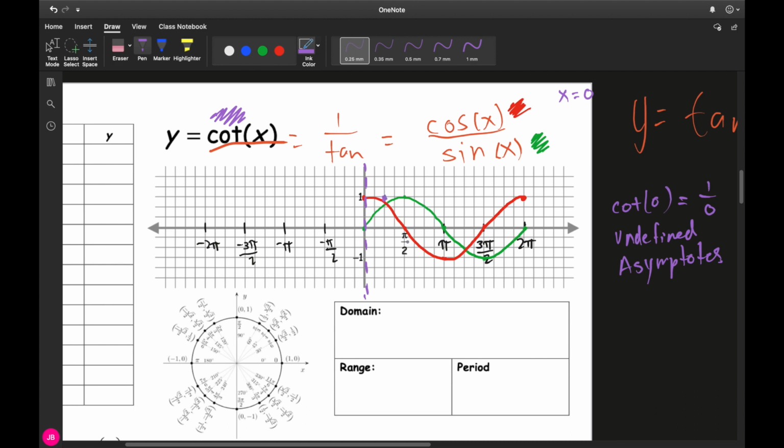Now here we have another value, at pi over 2. So now we're looking for the cotangent of pi over 2. The cosine, which is my red one, is going to be 0, and sine is equal to 1. So 0 over 1 just equals 0. So down here, we're going to have a point right there.